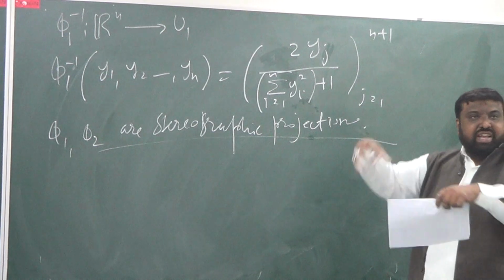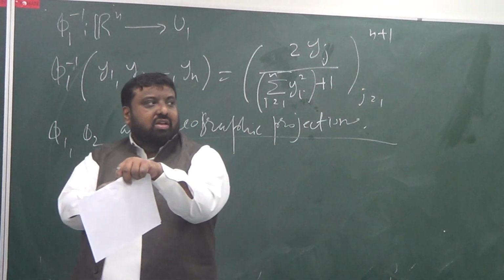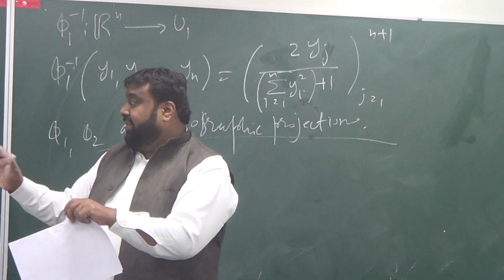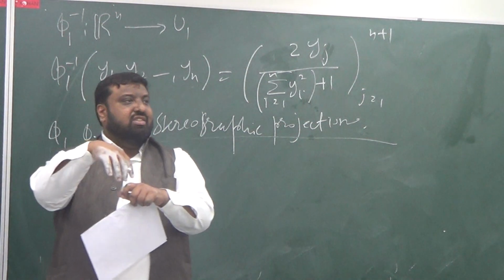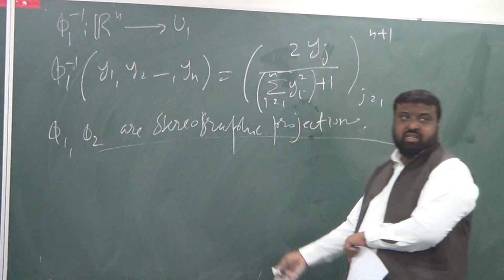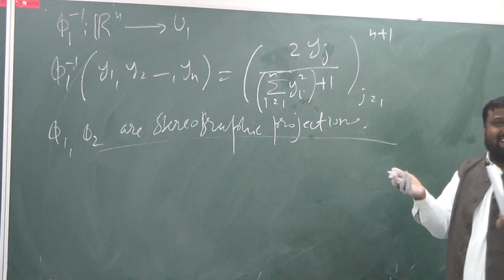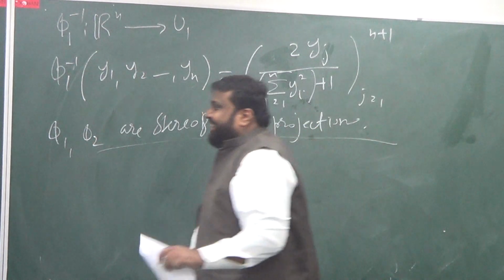Okay. So it's like everything in the sphere except the south pole, and phi 1, U1, is everything in the sphere except the north pole. And by north pole I mean hyper north pole and hyper south pole. I don't know what the meaning of south and north would be in higher dimensions. It's just an analogy.